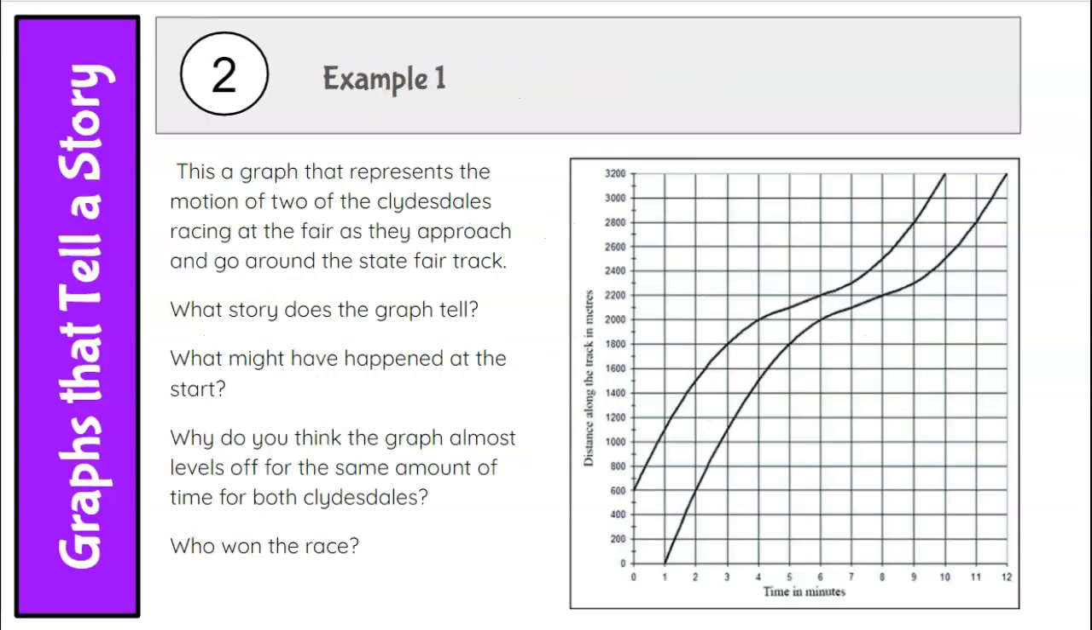Let's look at a few examples. Example number 1. This is a graph that represents the motion of two of the Clydesdales racing at the fair as they approach and go around the state fair track. What story does the graph tell? Maybe take a pause here and take a look at the graph.